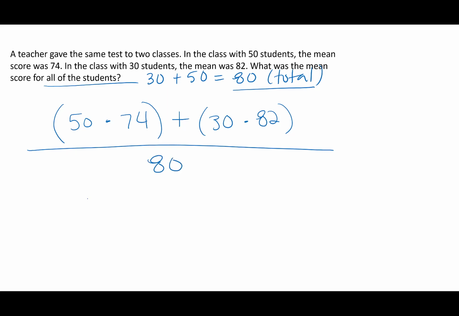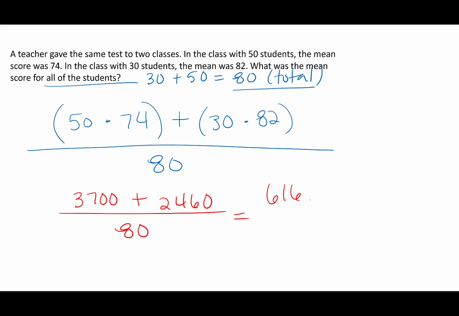Okay, 50 times 74 is 3,700, plus 30 times 82 is 2,460. We're going to add that together and divide by 80. 3,700 plus 2,460 is 6,160 divided by 80. So right now the 6,160 is all 80 students, their individual test scores added together. It sums to be 6,160. Divide that by 80 to get a final average of 77.